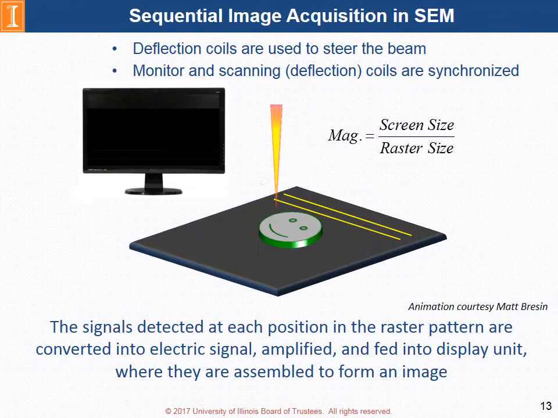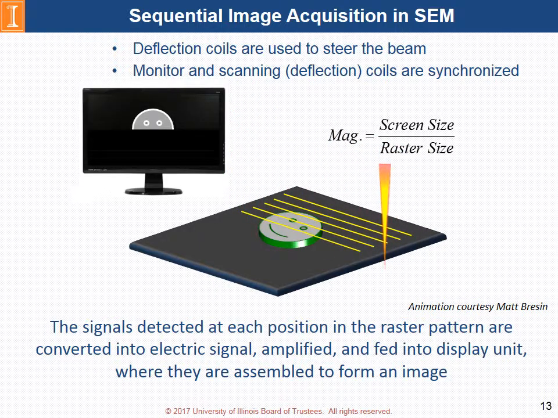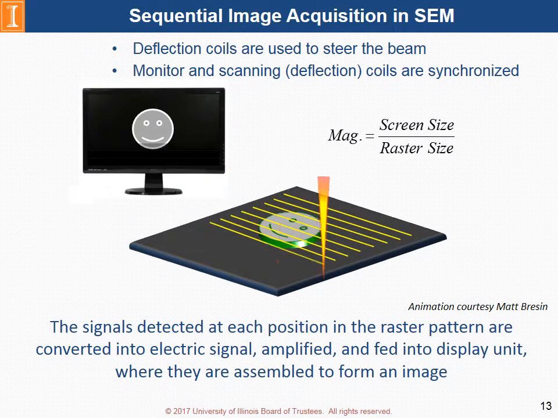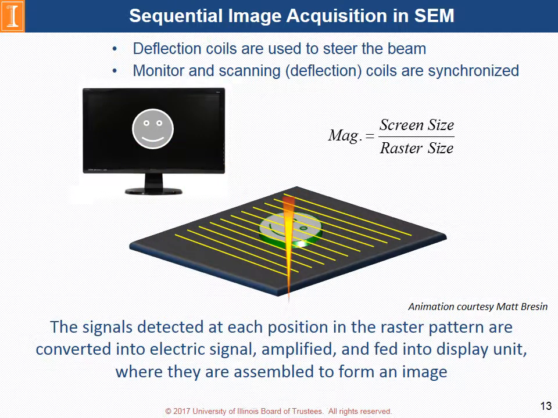One more animation on the sequential image formation of SEM. We can see that the magnification in SEM is actually the screen size over the raster size. While the screen size is fixed, when you increase magnification, what we are actually doing is controlling the scanning coil so that the scanning area becomes smaller.